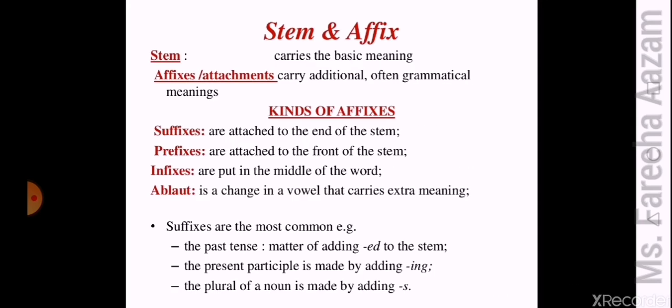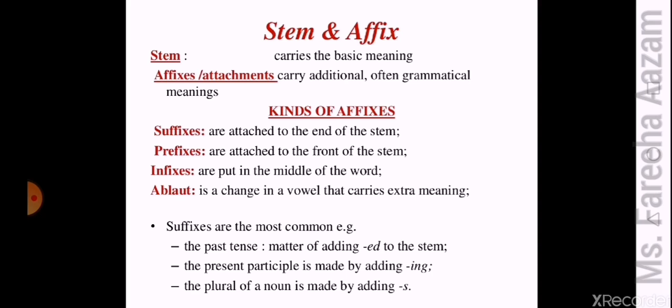Stem and the affix. First of all, I would like to explain what an affix is. In affix, basically there are types: suffix, prefix, infix, and ablaut. Pre means before, and suffix means after. And in the center there would be the root word or the base word.